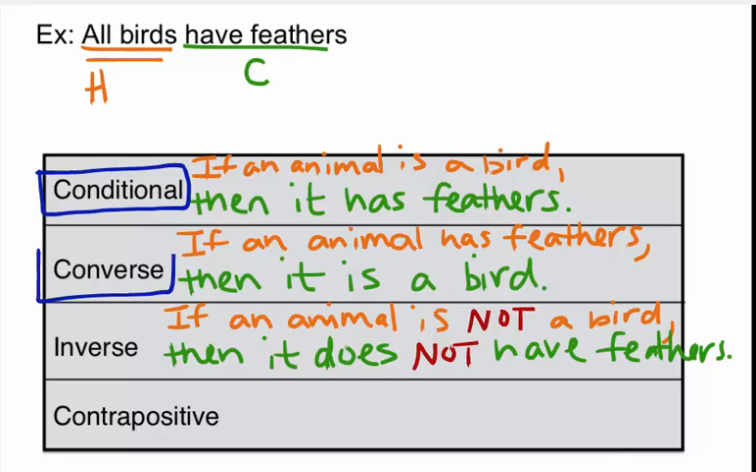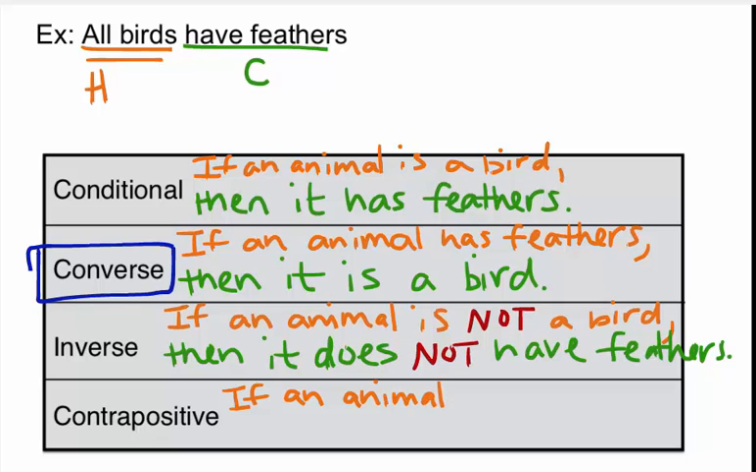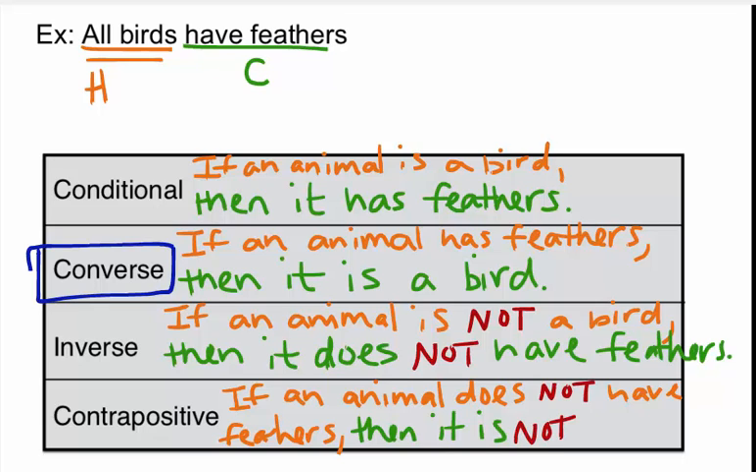Now the contrapositive, we're going to do the same thing, but we're going to be using the converse. So I'm going to go ahead and say, if an animal does not have feathers, then it is not a bird.